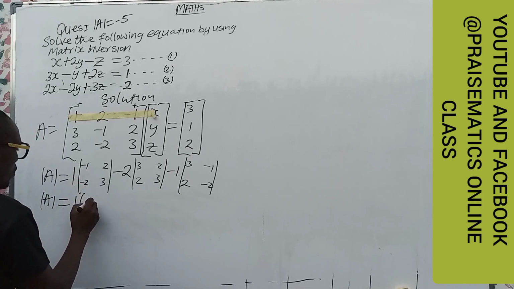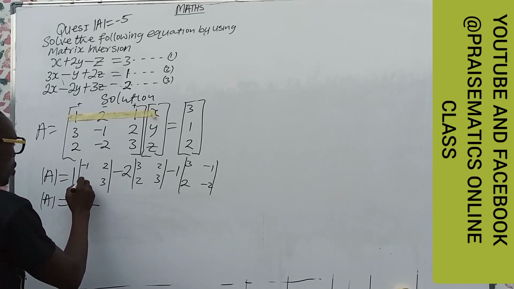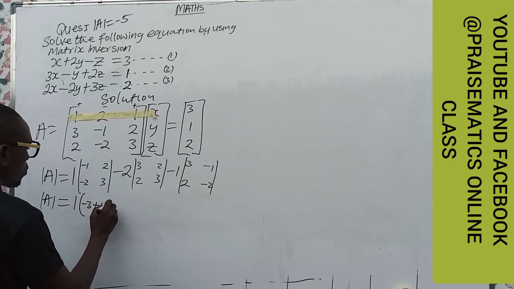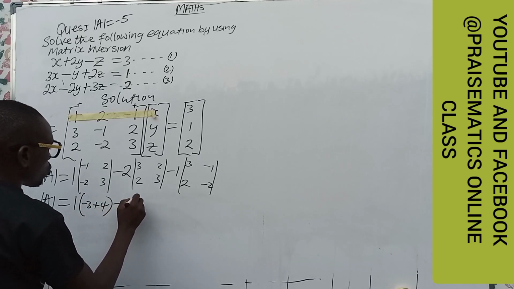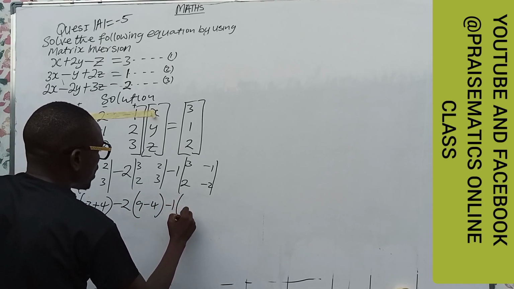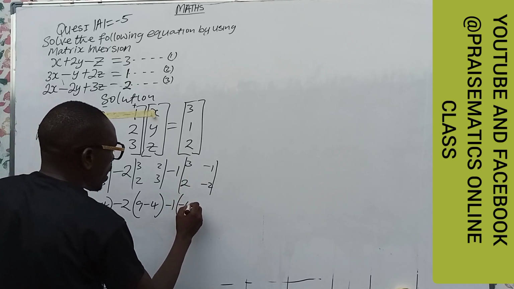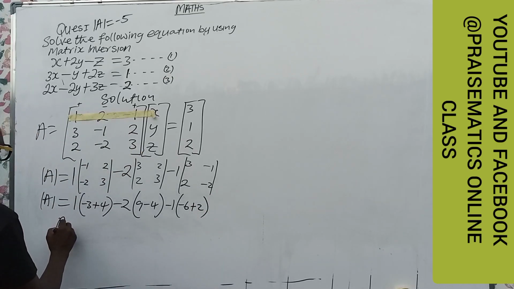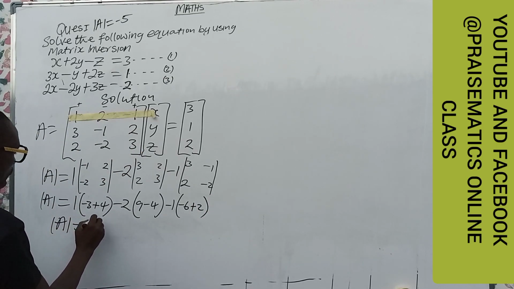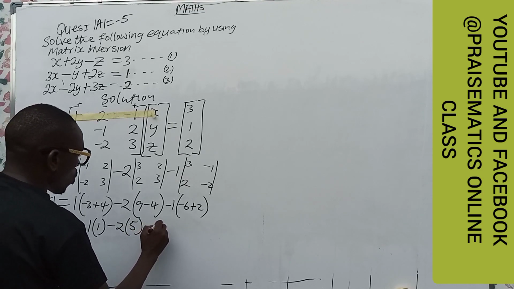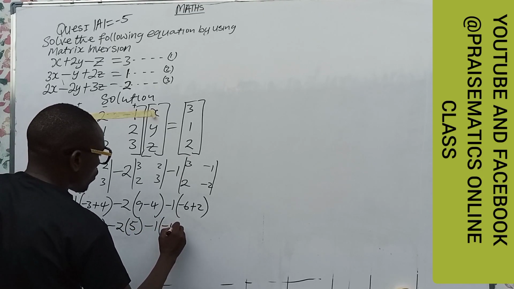1 times, 3 times this will give us minus 3, minus 2 times this, which is minus 4. Minus 4, minus is plus. Close it. Minus 2 into 9 minus 4. Close it. Minus 1 into minus 6. Minus 1, we turn this into plus. Now our A determinant is equal to 1 into this, which will give us 1. Close it. Minus 2 into 5. Close it. Minus 1 into minus 4. Close it.